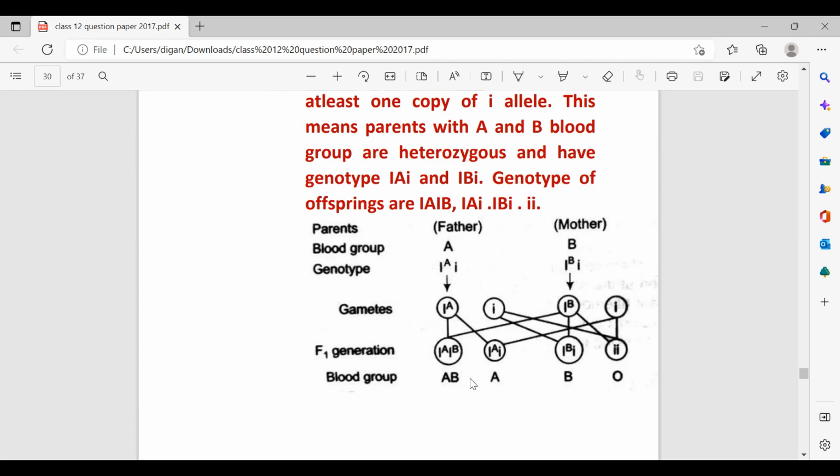Then among the offspring, one will get IA and IB, and his or her blood group will be AB. Next one has blood group A, next one has blood group B, and the last one has both i alleles. That's why this child will have O blood group.